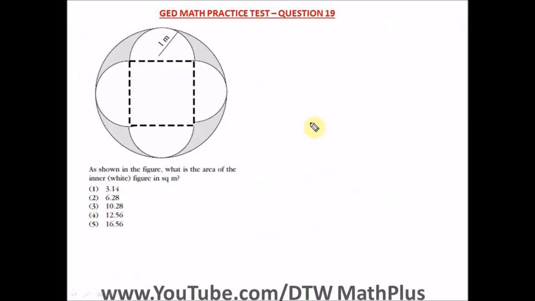Question 19 of the GED Math Practice Test Part 1, that's the part with calculator. It says we have this figure shown. As shown in the figure, what is the area of the inner white figure in square meters? So this is the inner white figure. We have a semicircle here, another one here, another one, and we have a square here.